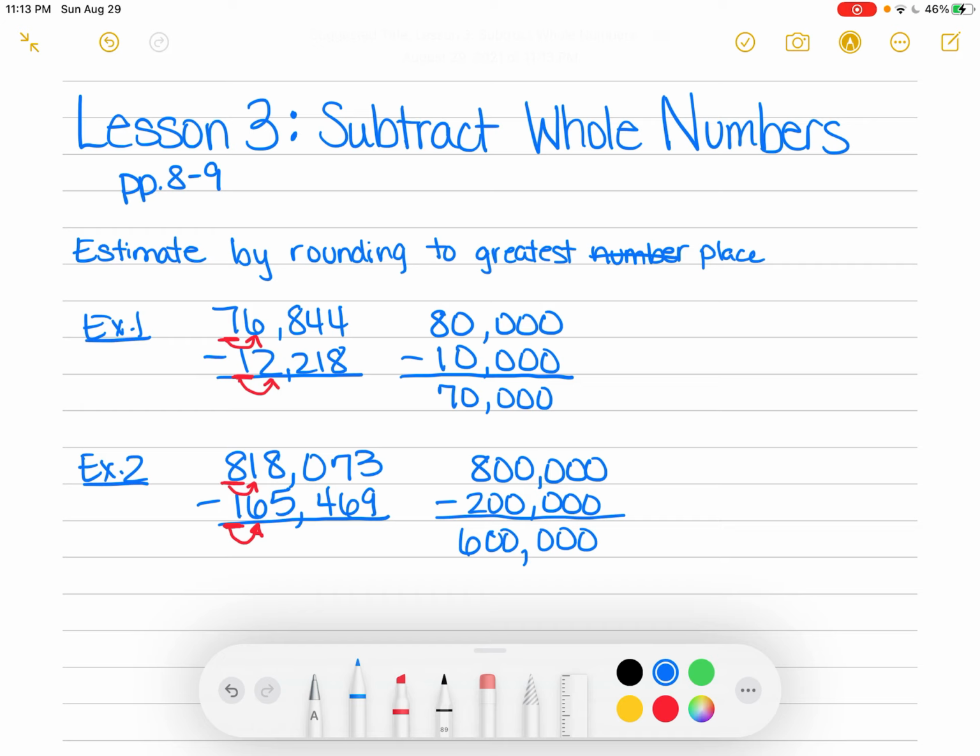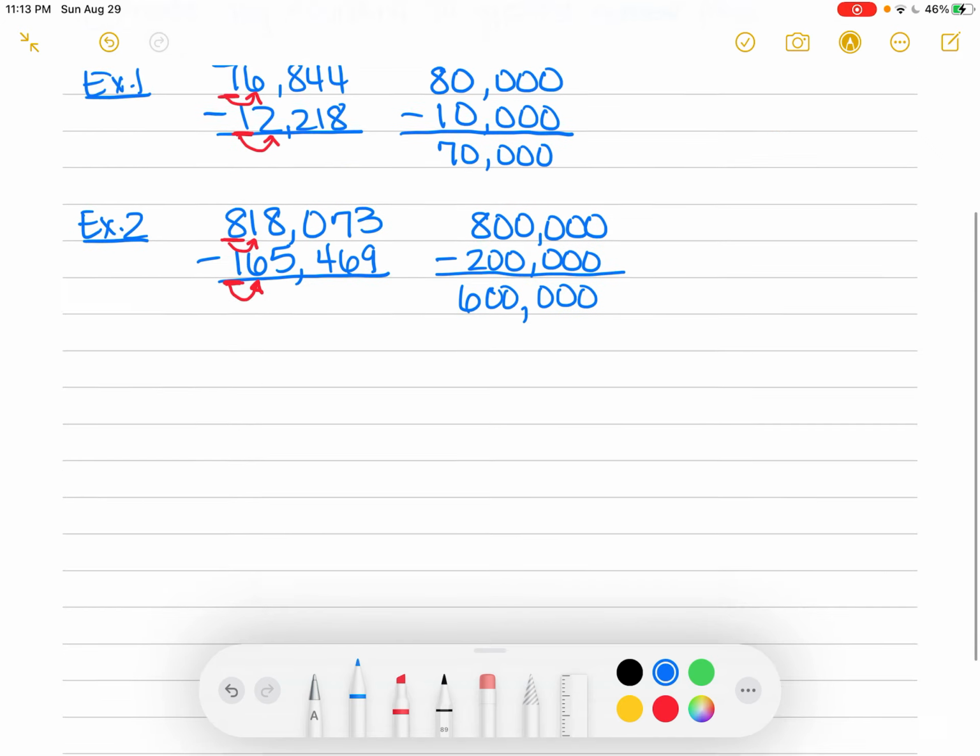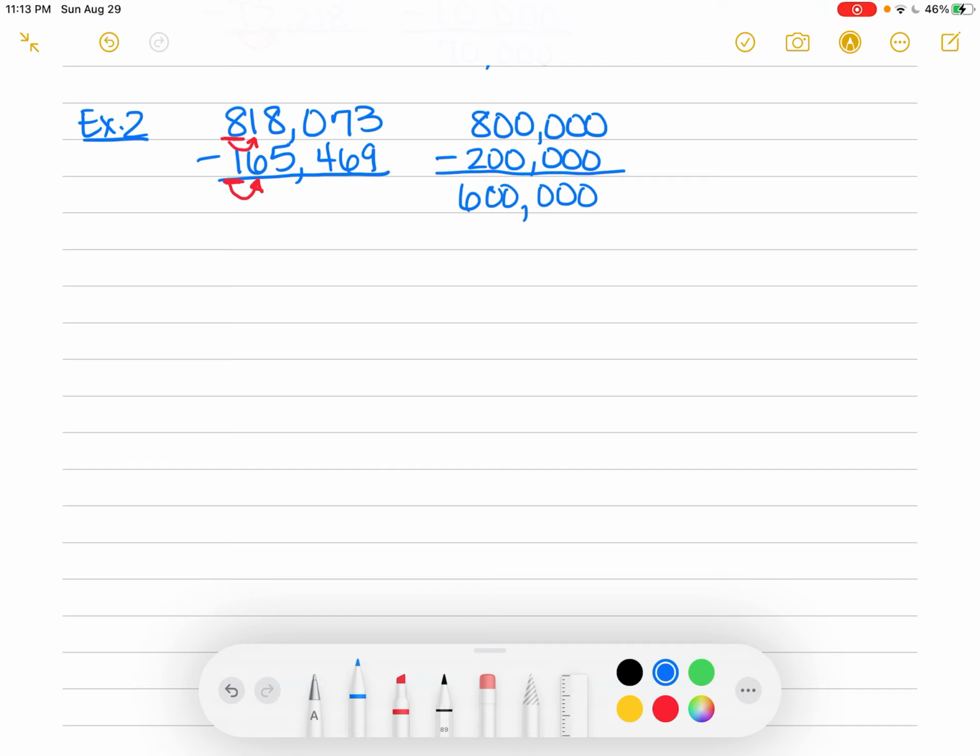Okay, now we did our estimating. Now I want to do some actual subtracting. And usually I follow some examples in the book, but a lot of these I'm just going to make up on my own because I want specific ones for you. Okay, so let's start with something super easy, like 679 minus 321.